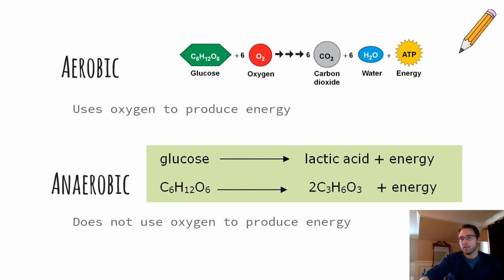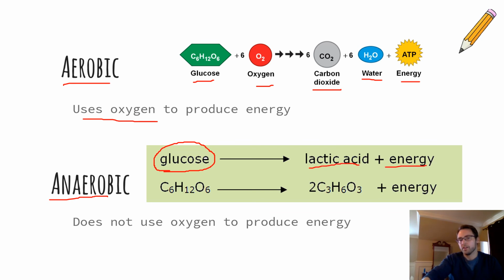So, aerobic and anaerobic respiration. Aerobic respiration is the one we're typically seeing when we talk about cellular respiration. Glucose and oxygen making carbon dioxide and water and some energy. That one uses oxygen in order to produce energy. That's why it is aerobic. Aerobic means using oxygen. Anaerobic means without oxygen. Without oxygen, we have another process where we can still take in glucose, but we produce something called lactic acid and energy. So it does not use oxygen to produce energy, and we'll talk about some of the consequences of that a little bit later on.